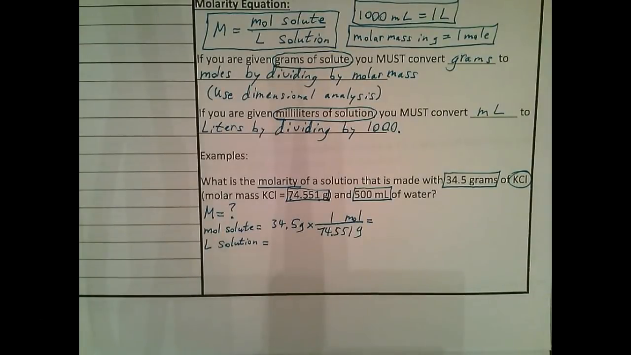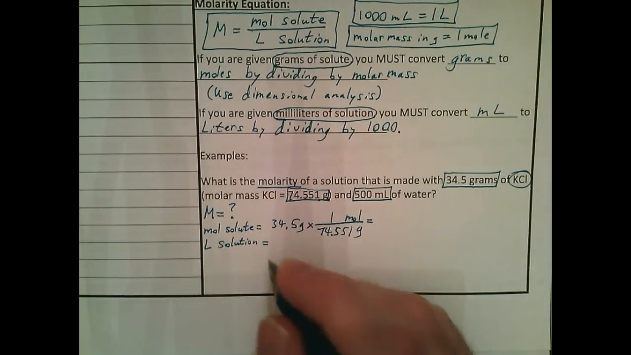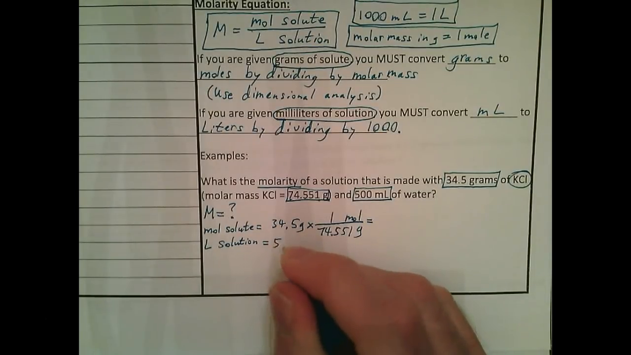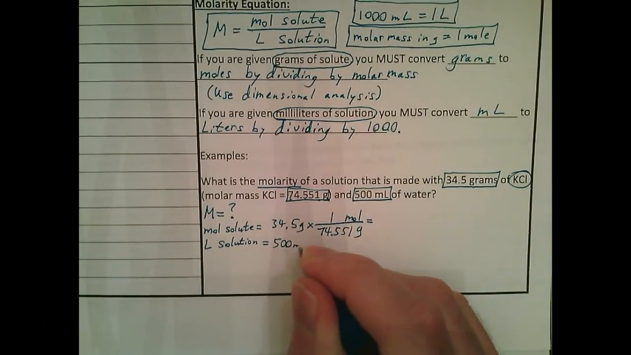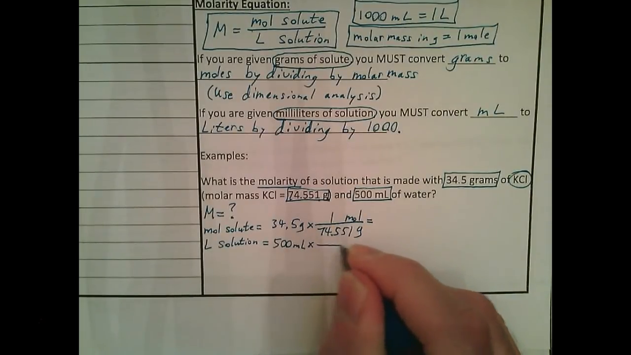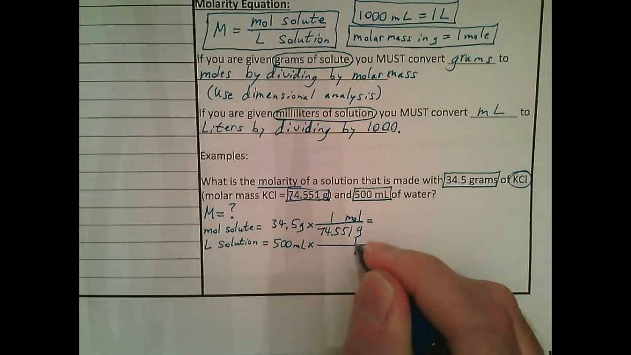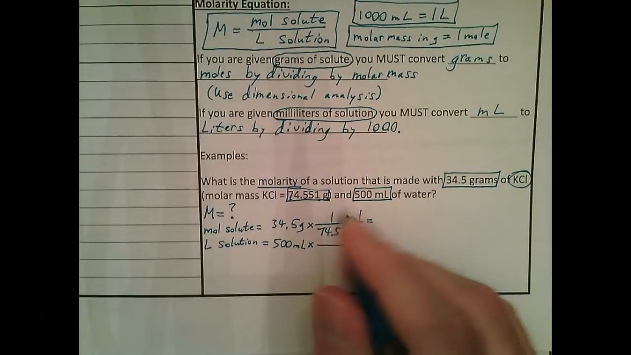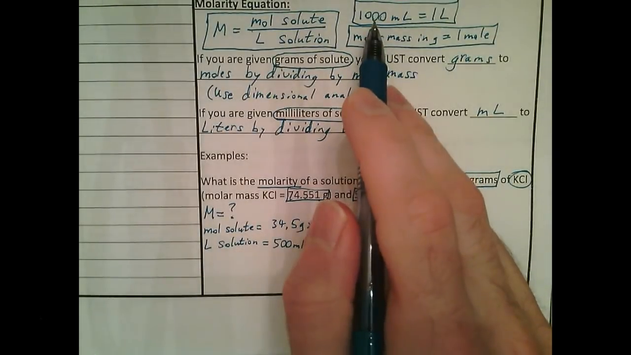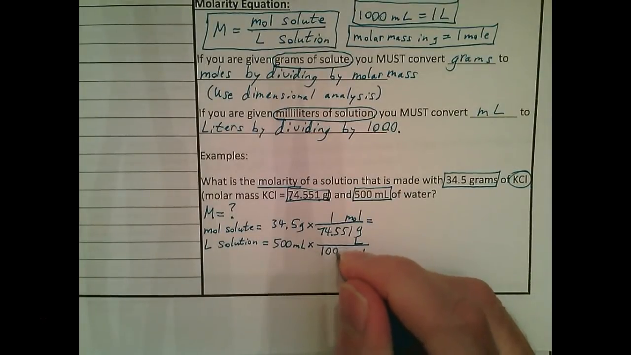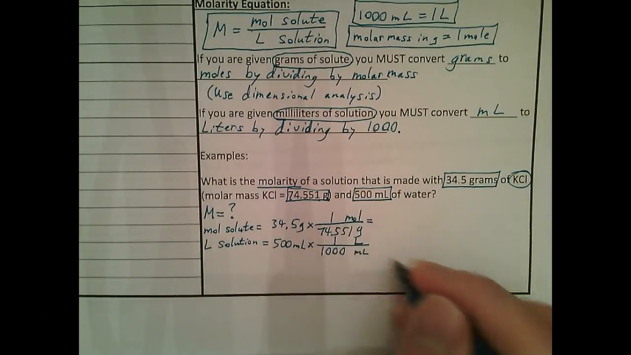Now I have liters of solution. Okay. I have 500 milliliters, so I need to do 500 milliliters times 1 milliliters on the bottom, and I want liters on the top. Up here we said there's 1,000 milliliters for every 1 liter, so I'm going to put 1,000 with milliliters, 1 with liters.